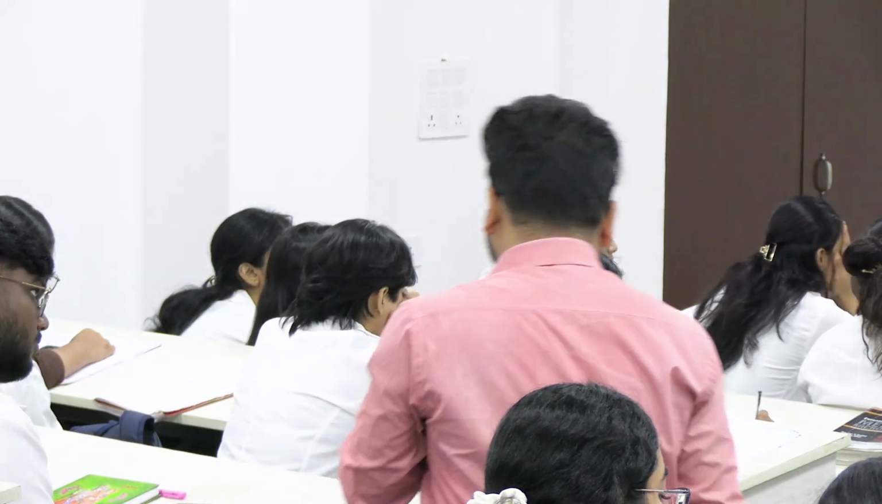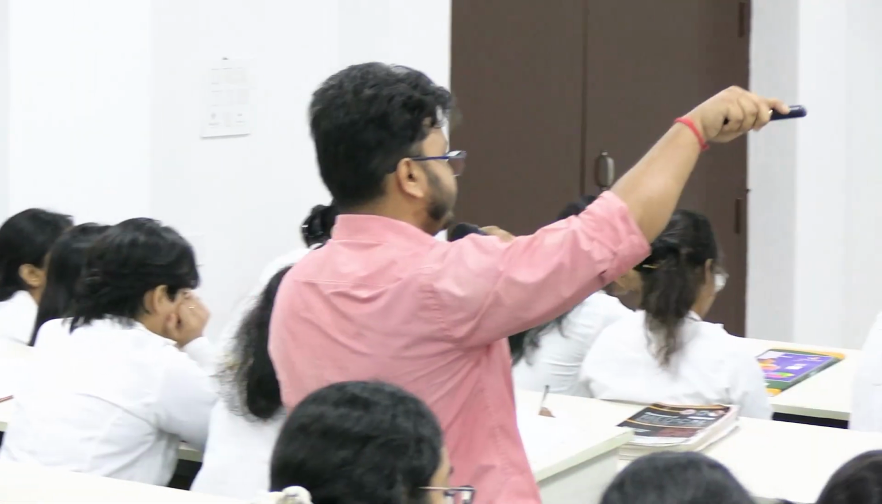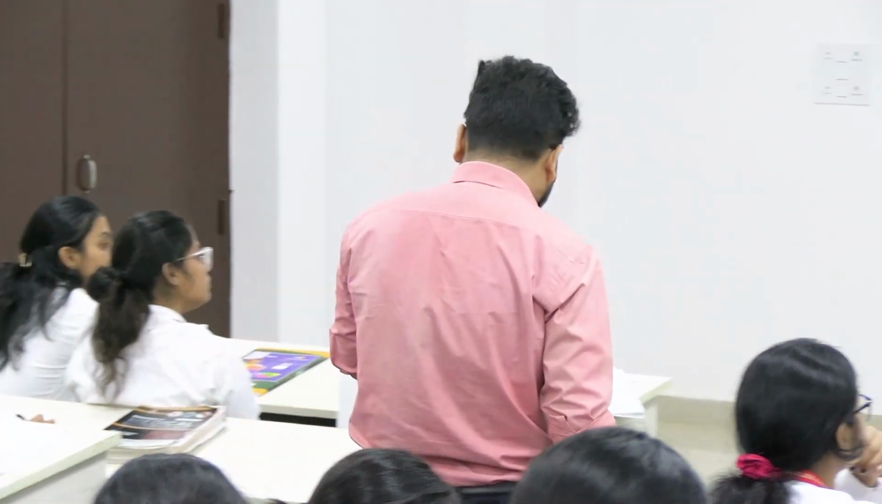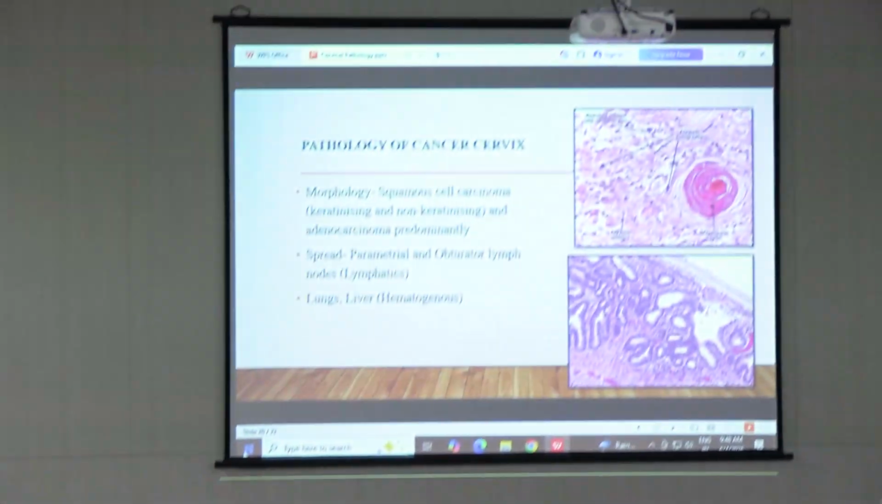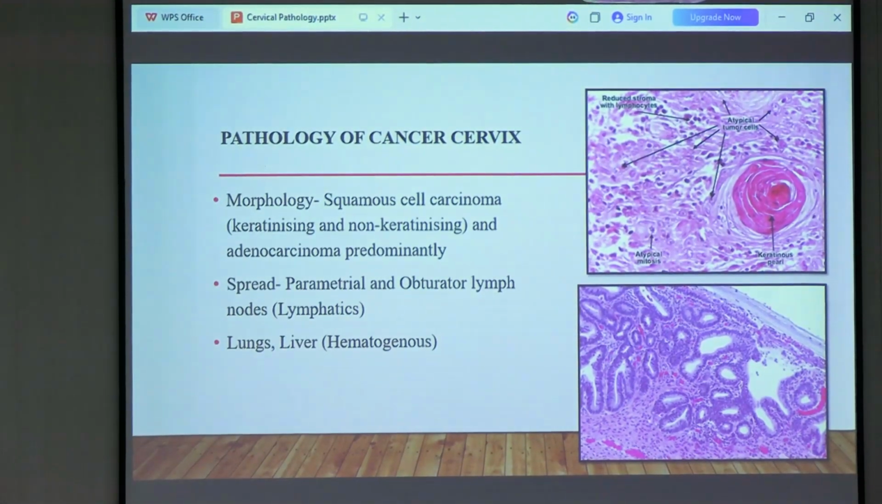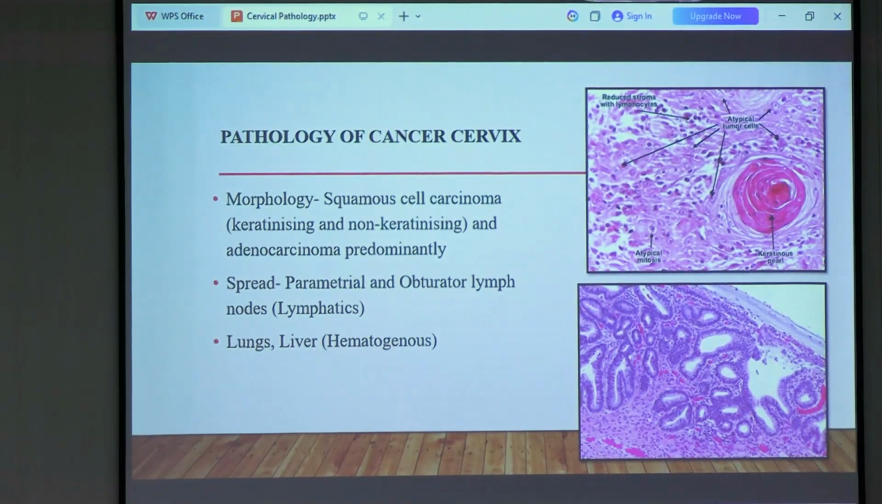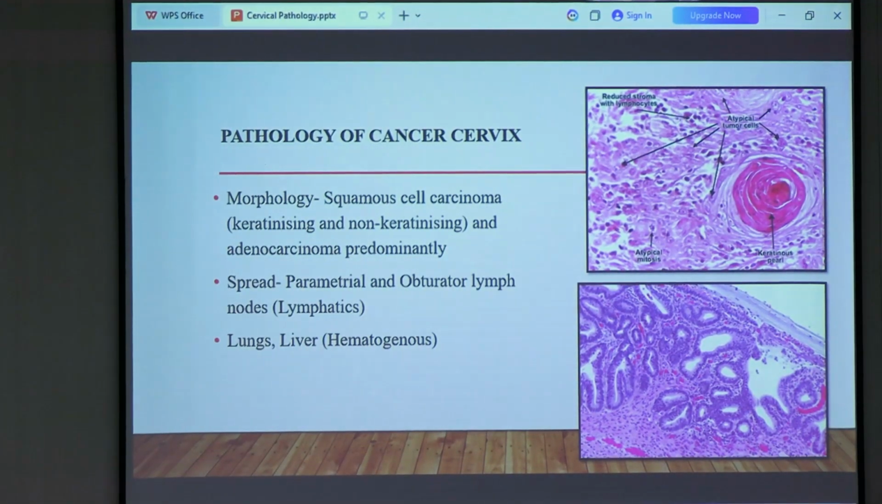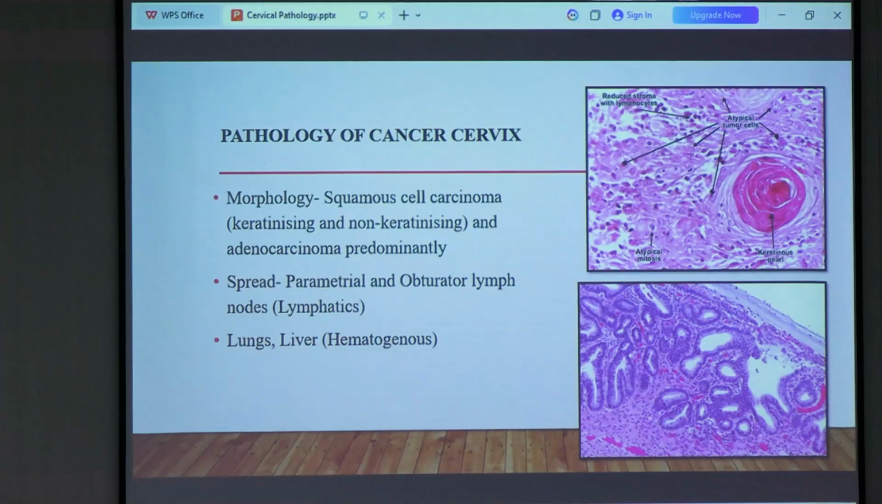Clear? Adenocarcinoma same. The second picture shows malignant glands, dysplastic malignant glands invading into the stroma. So that is why it is adenocarcinoma. So main two things are there. Apart from that, neuroendocrine carcinoma and others are also seen, but it is very rare in case of cervix.